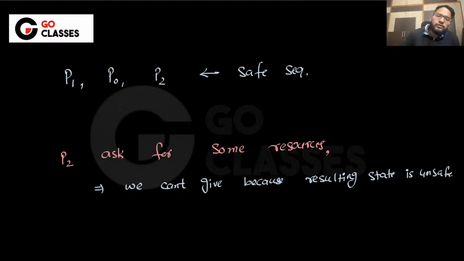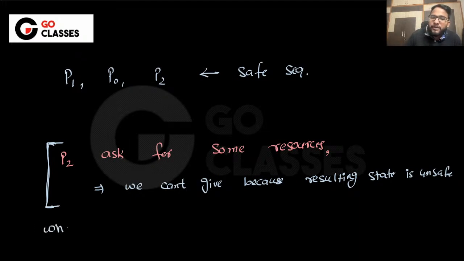Now my question is, it is fine that we can't give because that is unsafe. But why are we asking P2 to wait? Why are we not killing P2 or something? P2 is asking for some resources. I cannot give them resources, and I'm saying, can you wait? If I cannot give, maybe I will say, let me just hold this P2 or something, then let me just restart P2. Why are we asking it to wait?